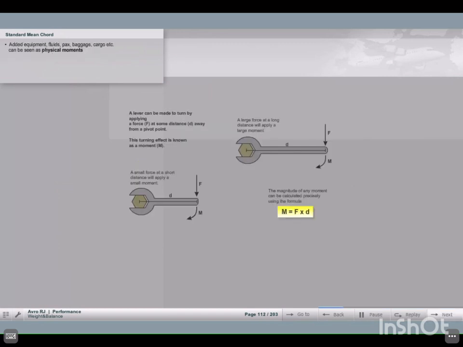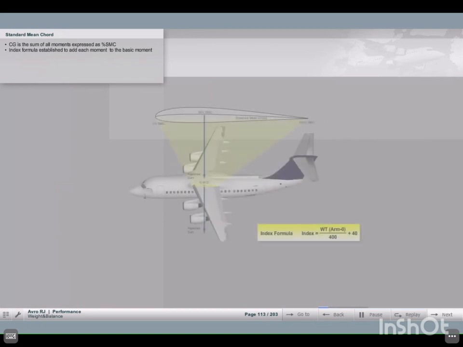It can be seen that as equipment, fluids, passengers, baggage, freight, etc. are added, their effect can be considered as moments. The CG is the sum of all moments within the aircraft, expressed as percentage of SMC, as we already know. An index formula is established in order to calculate and add each specific moment to the basic aircraft moment.